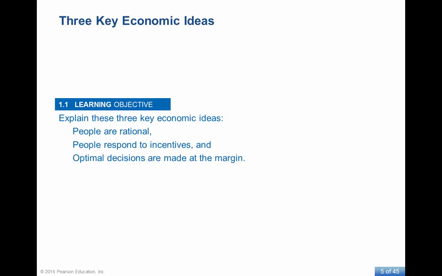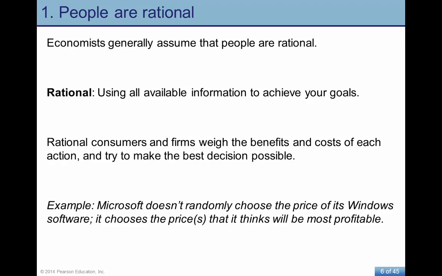3 key economic ideas. Explain these 3 economic ideas. People are rational, people respond to incentives, and optimal decisions are made at the margin. Rationality and self-interest are the basic assumptions of economics.